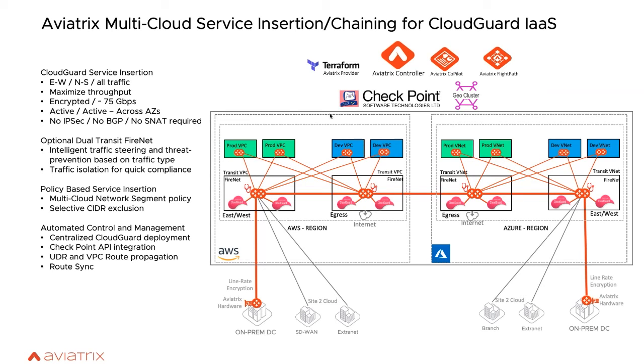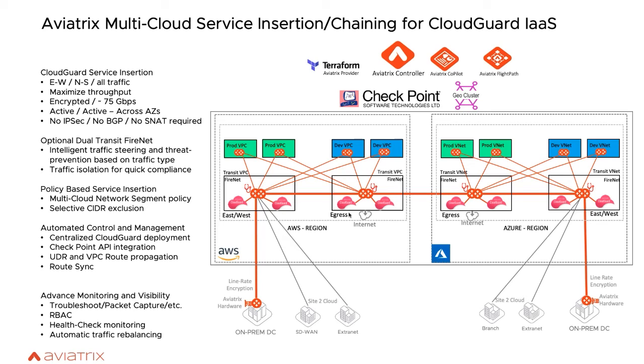We have complete integration with the Check Point APIs and native constructs. So all the UDR propagation, all the VPC route propagation in AWS, in Azure, in the VNet, even inside the CloudGuard is all done automatically through our controller. So let's say if you have a branch here, if you're receiving some new routes from the branch and you want to propagate those routes into CloudGuard, we will automatically take care of it.